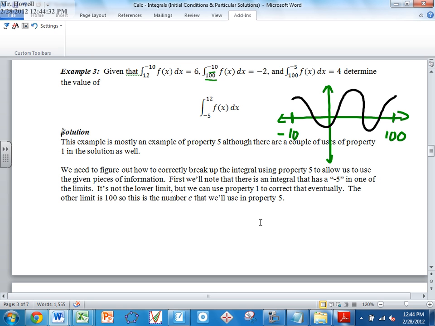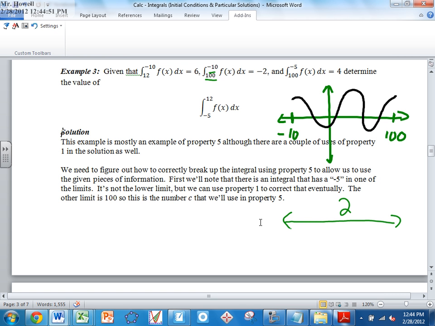But we're going from negative 10 to 100, right? So the actual area for this, if you took all these areas and summed them up, you'd get 2. Again, the area from here to here is 2. I'm drawing any function, arbitrarily, okay?